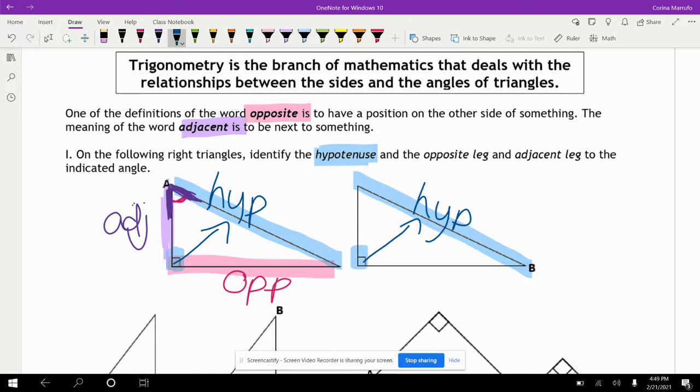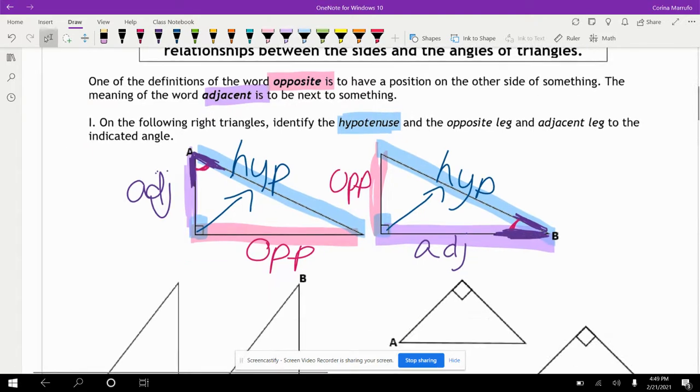Now this time they signify angle B. So this is angle B. Now opposite angle B would be this side over here. That's my opposite, OPP for opposite. And then this side over here is my adjacent side. My adjacent side would always be touching an angle, so ADJ. You actually have two sides that touch the angle: the hypotenuse and the other side. Of course, we already identified the hypotenuse, so then this side must be the adjacent side.